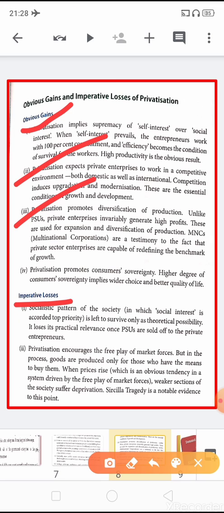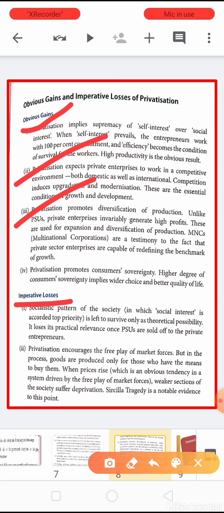You can see that there are many MNCs, the multinational corporations, which are a testimony to the fact that the private sector enterprises are capable of redefining the benchmark of growth. And the last is that privatization promotes consumer sovereignty. A higher degree of consumer sovereignty implies a wide choice and better quality of life.